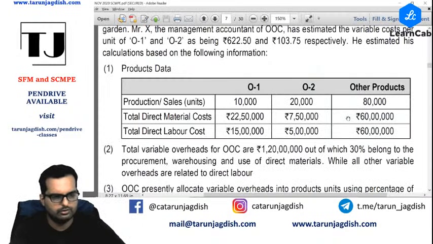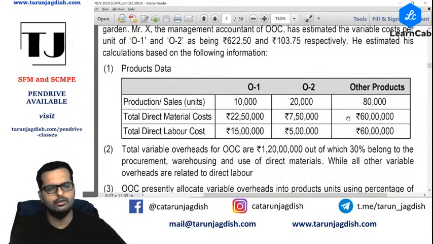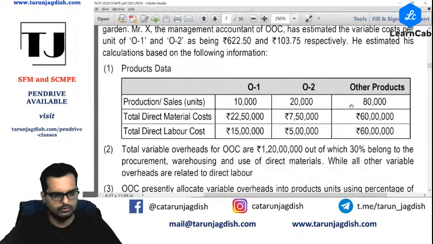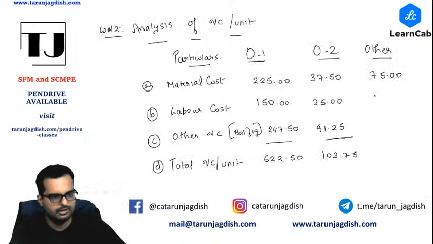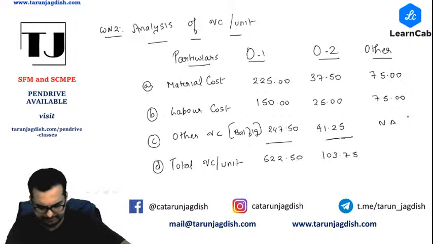Same way, let me try. There are some other products also given over here. I don't think we have the total variable cost for them, but we can definitely find out the per unit cost. So what is 60 lakh divided by 80,000? That is 75 over here. And the other one would be 60,000, same. It will be the same 75. I'll give over here not available. Can you write down this in your books now?